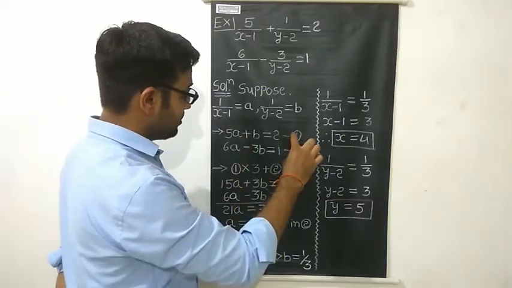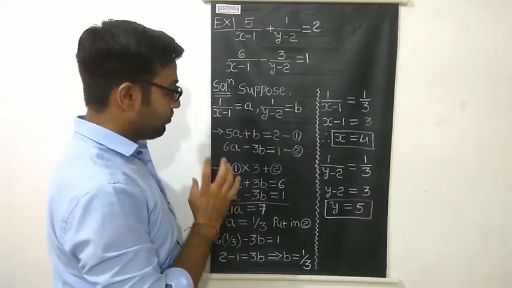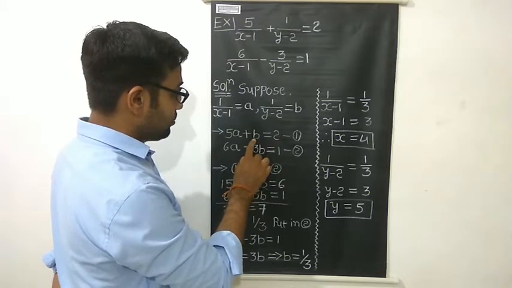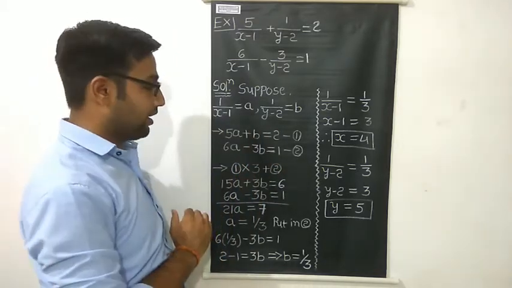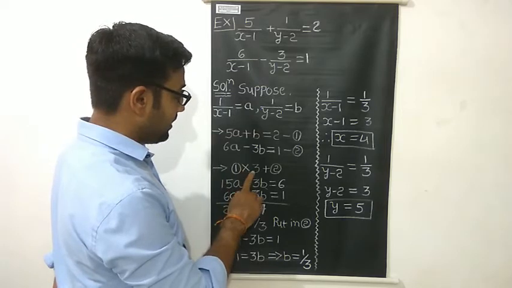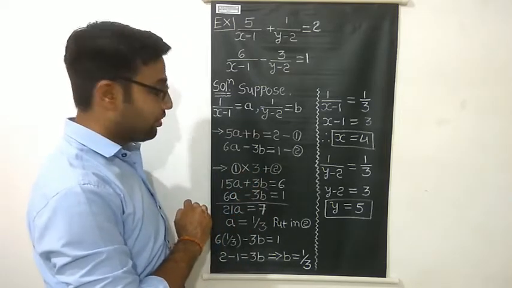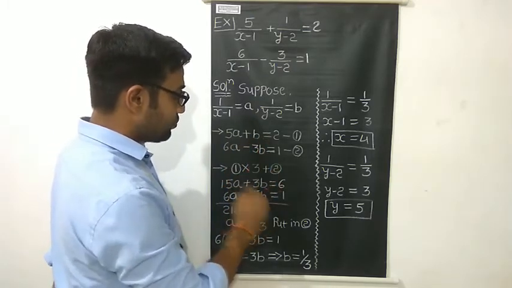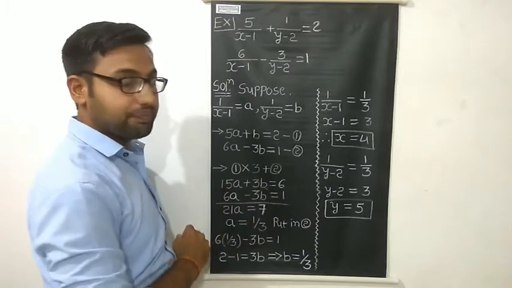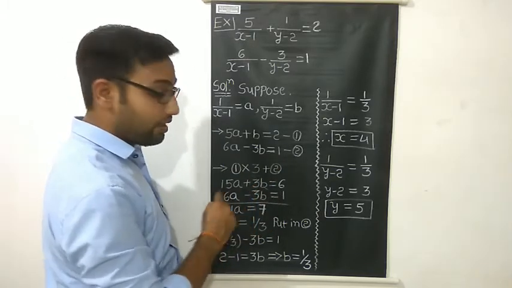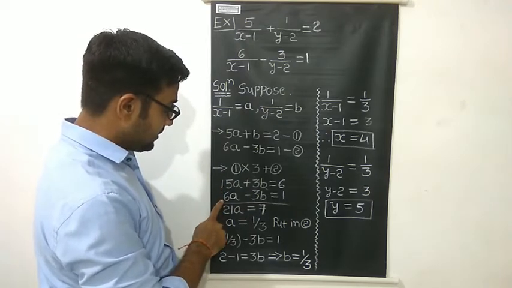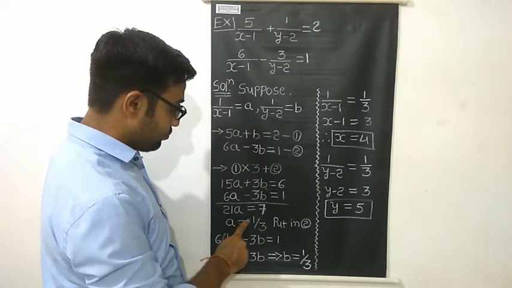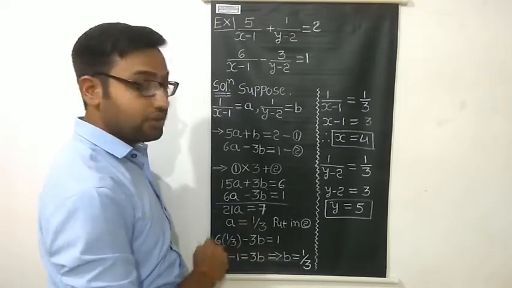Again, we can solve these equations by any method. So here also we will apply the elimination method. We can simply multiply this equation with 3 so that this b variable can be eliminated. So multiplying equation number 1 with 3 and adding it with equation number 2, what will we get? Here we will get 15a plus 3b is equal to 6. This equation remains the same. So this 3b and this 3b will cancel out each other. 15a plus 6a is 21a, 6 plus 1 is 7. So our a is equal to 7 upon 21, that is 1 upon 3.